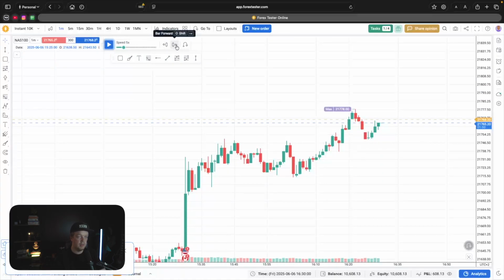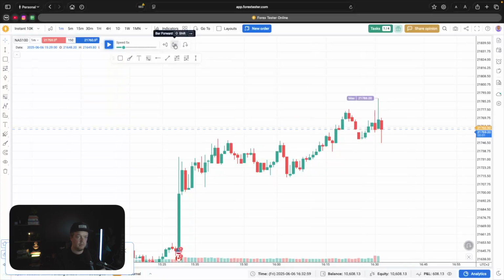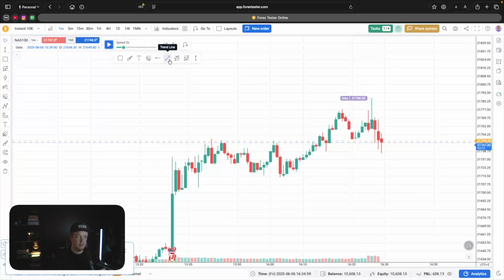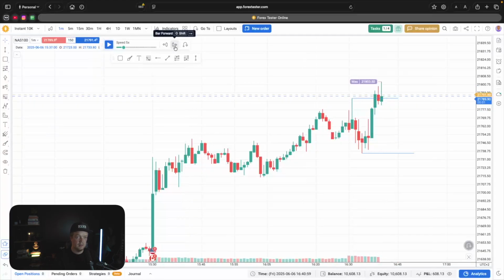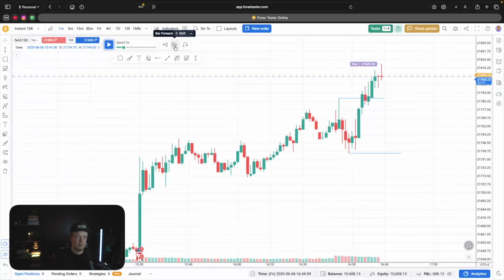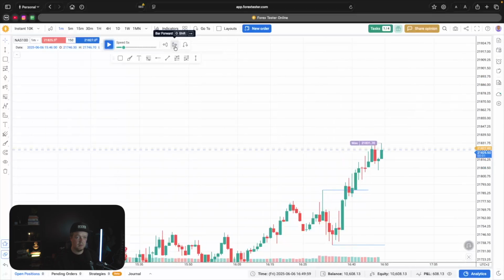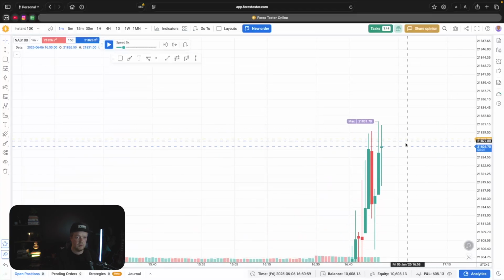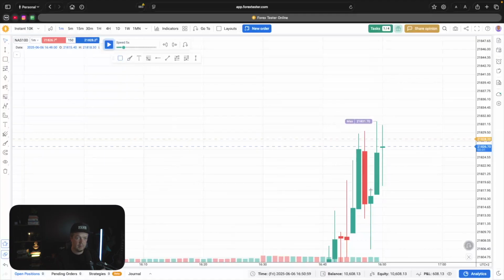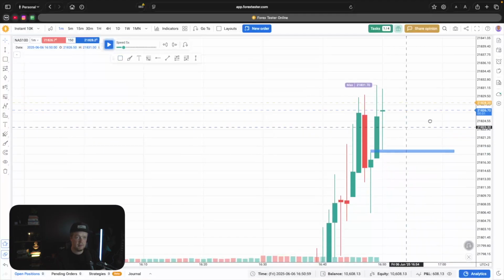New York open. 1, 2, 3, 4, 5. That's our high. That's our low. Now we just wait. That fair value gap is technically inside. Let's wait for another one. Is that a fair value gap? Yes, really small. There we go. Fair value gap right over there.